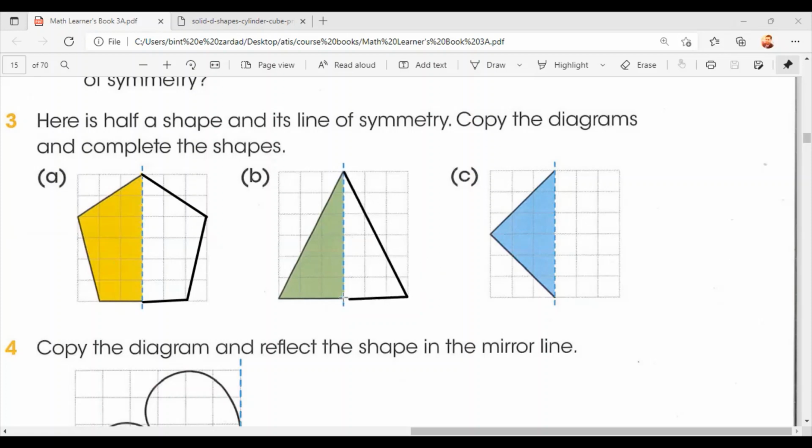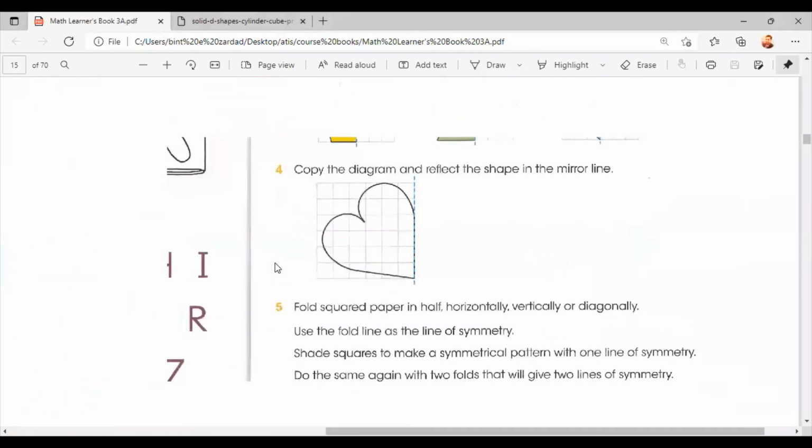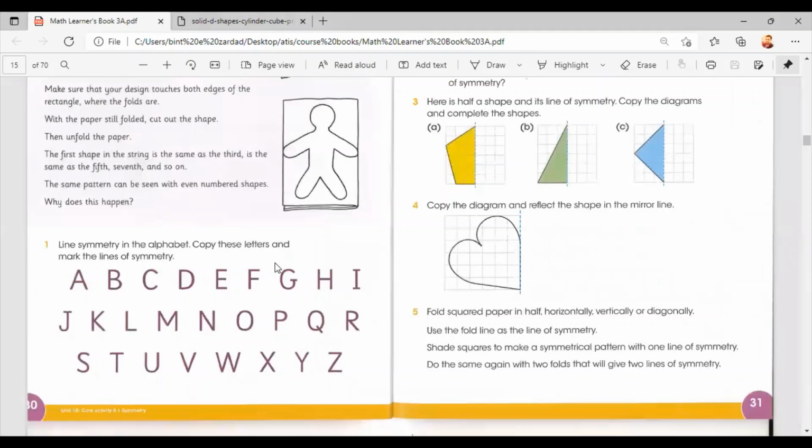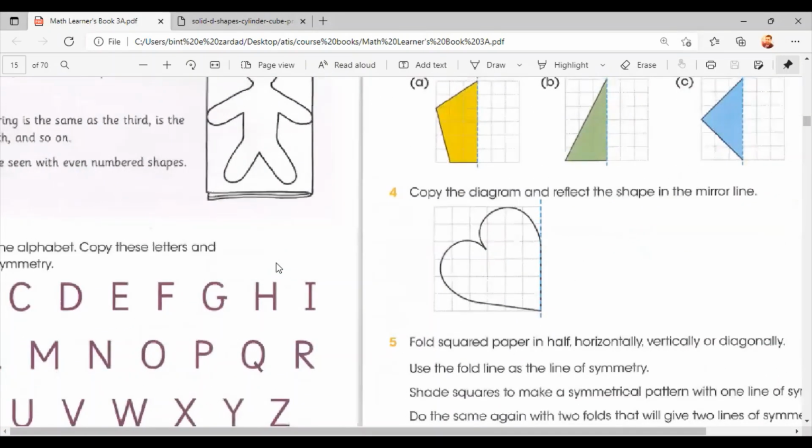Start from the center so you can easily measure it, and also check how many boxes. 1, 2, 3, the third end. So you should start from here. 1, 2, 3, the third end, and like this also. This one, and also color it the same. This shape you need to draw on the other side to make this line of symmetry. Copy the diagram and reflect the shape in the mirror image.